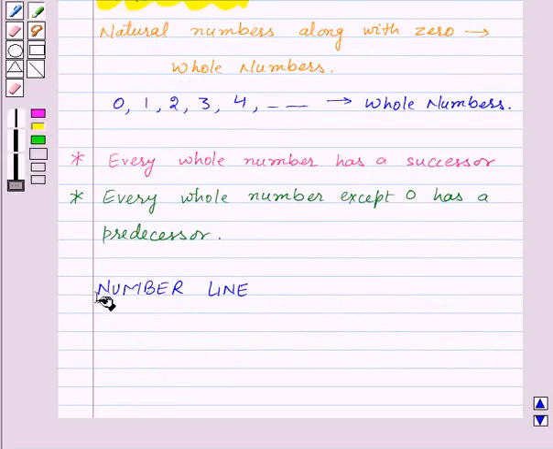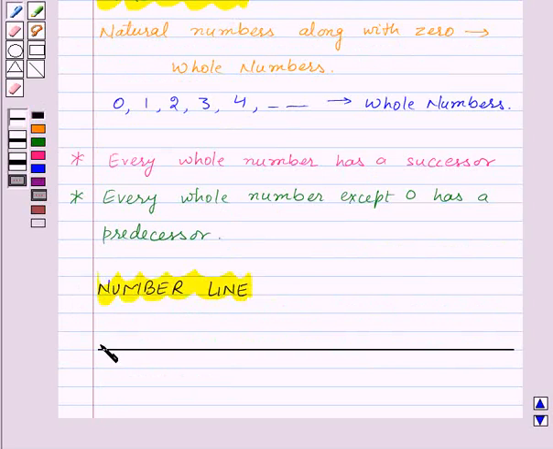Now let's move on to our next topic, number line. First of all, draw a line like this and now mark a point on it and label it as 0. Now mark a second point on the right of 0 and label it as 1. Now the distance between 0 and 1 is called the unit distance.